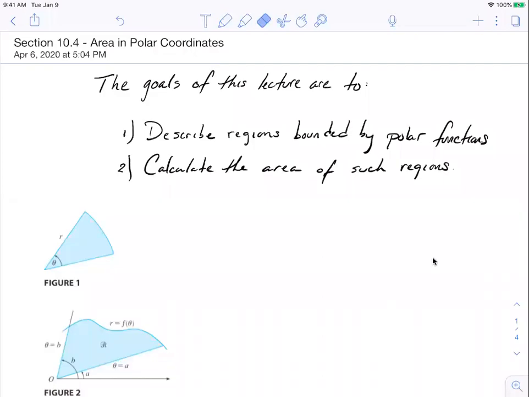In this video lecture, we're going to take a look at the last section that we'll cover in Chapter 10, Section 10.4, and I want to show you how you can calculate the area of regions that are bounded by graphs of polar functions of the polar angle.